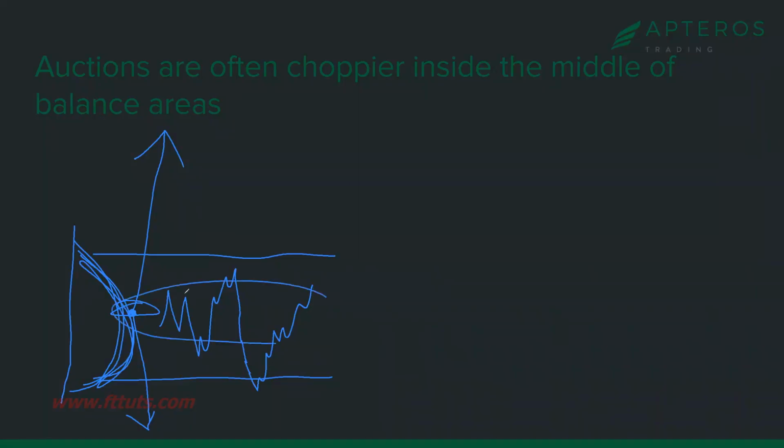But it's important to know that a lot of times in the middle of areas where there's balance, it's some of the messier sequences, some of the most bar-to-bar overlap, and can be the more difficult places where you really need to be selective about your entries.